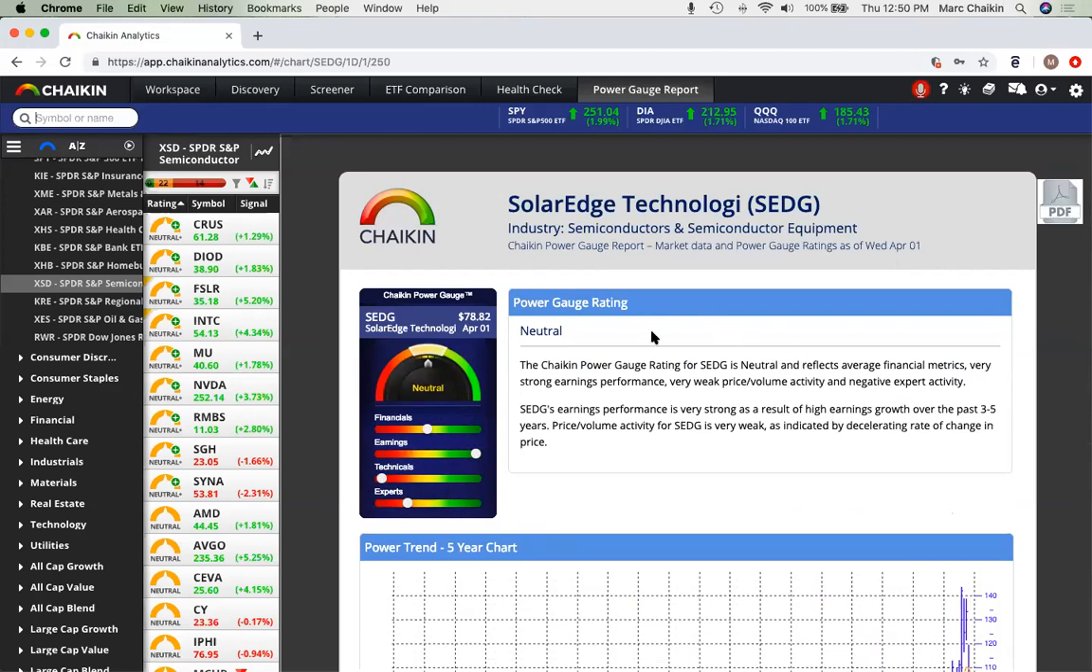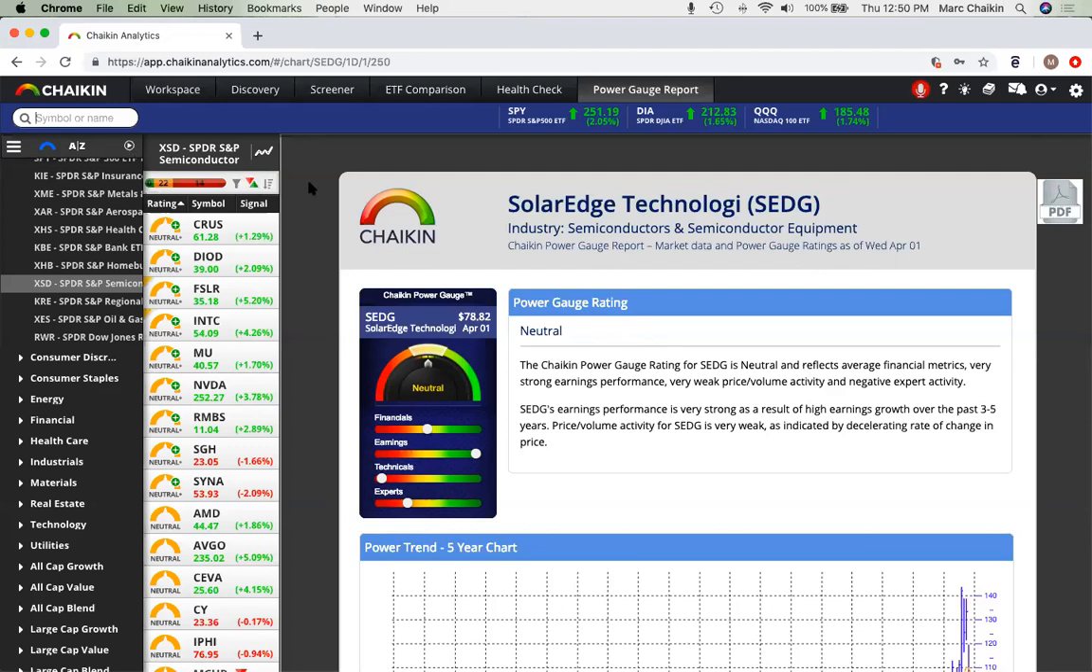So summarizing what the Power Gauge is saying, where the earnings component is strong, but the technicals and the experts are weak, we get a summary. Chaikin Power Gauge rating for SEDG is neutral and reflects average financial metrics, very strong earnings performance, very weak price volume activity, and negative expert opinion. Earnings performance is very strong as a result of high earnings growth over the past 3 to 5 years. Price volume activity is weak, indicated by a decelerating rate of change in price. So there's your whole picture.